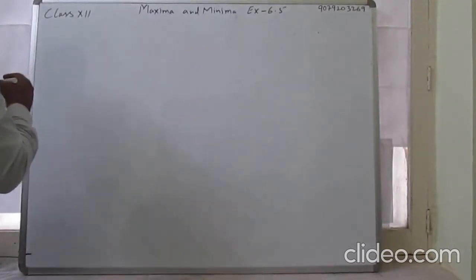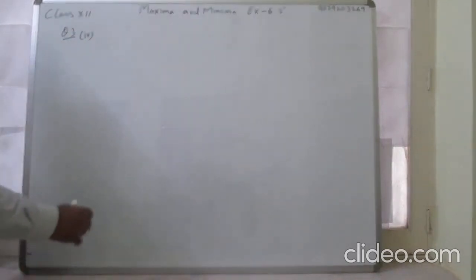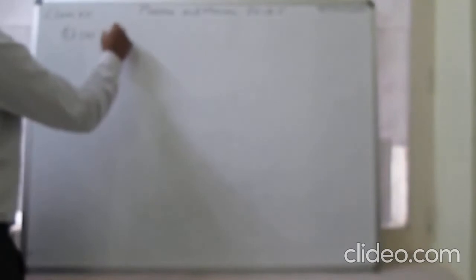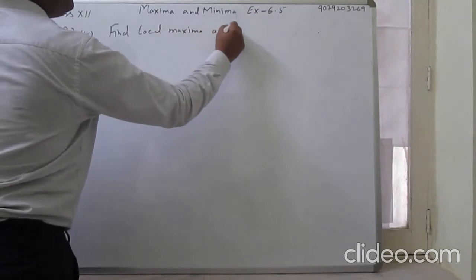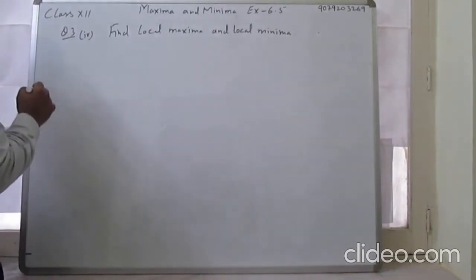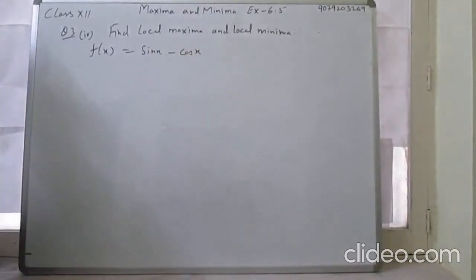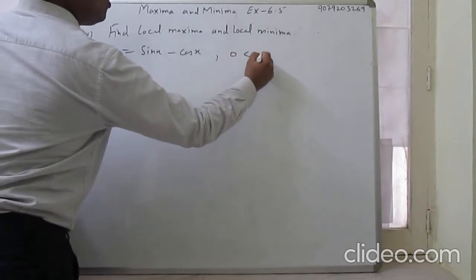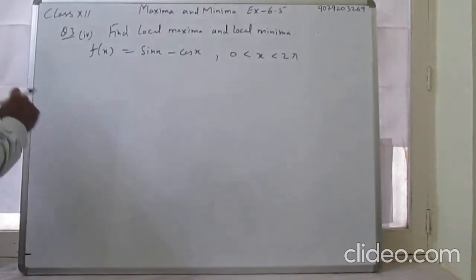Question 3, 4th part. Find the local maxima and local minima. Function is given to you, f(x) is equal to sin x minus cos x. The range is greater than 0 and less than 2 pi.